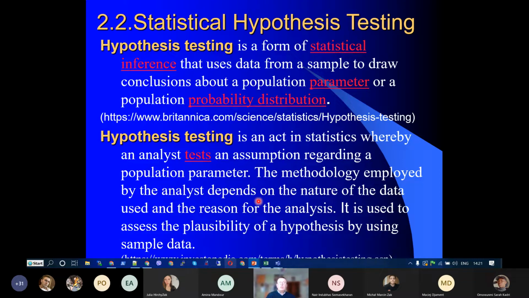So when we have identified what a normal distribution is, the question is what hypothesis testing is. We use the concept of distribution, and we define hypothesis testing as a form of statistical inference that uses data from a sample to draw conclusions about population parameters or a population probability distribution. So we analyze sample data, we make a conclusion based on the sample, but we infer that our conclusion will also be correct for the whole population.